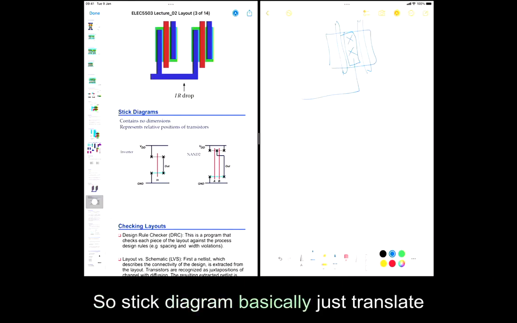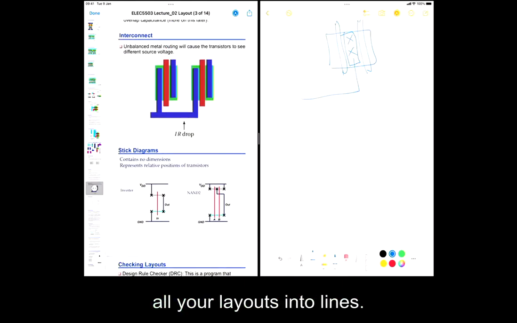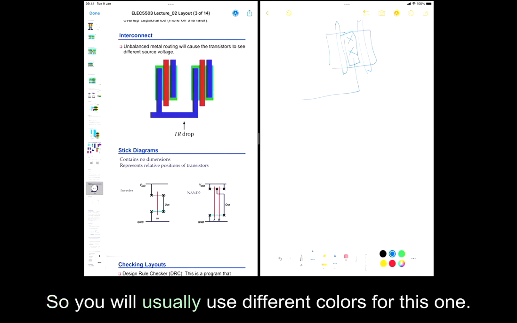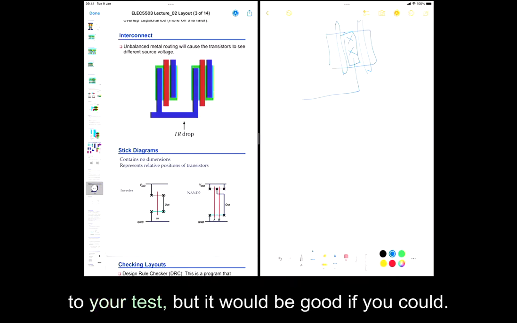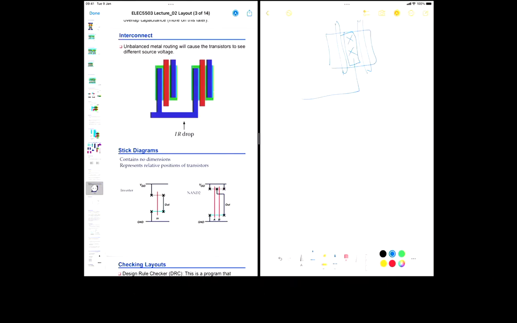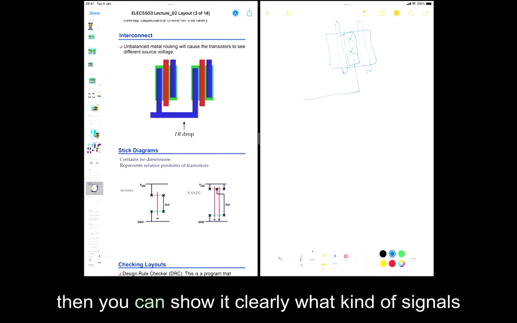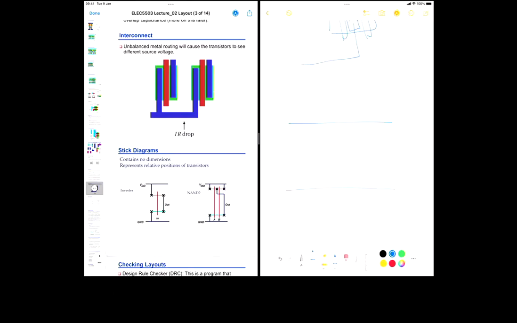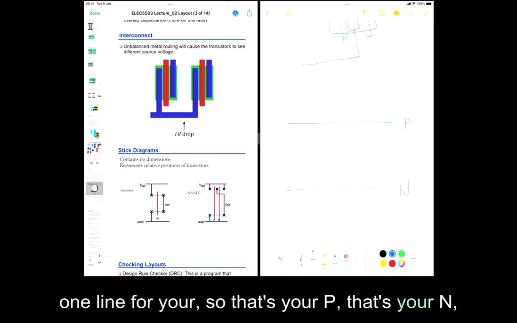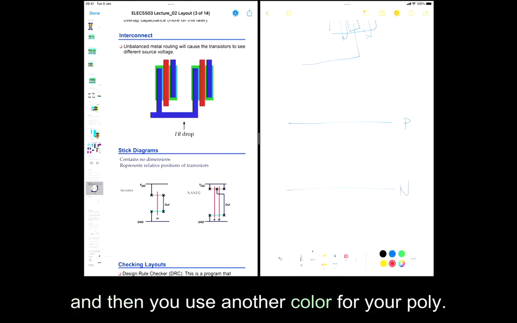So a stick diagram basically just translates all your layouts into lines. You will usually use different colors for this. It's not necessary to bring different color pens to your test, but it would be good if you could, because when you're drawing stick diagrams, you can show clearly what kind of signals you're connecting to. Usually you'll use one line for your active area, so that's your P, that's your N, and then you use another color for your poly.